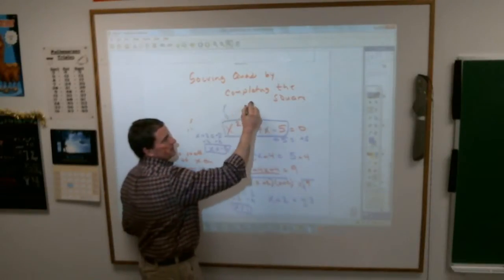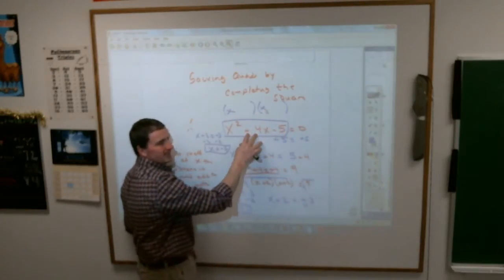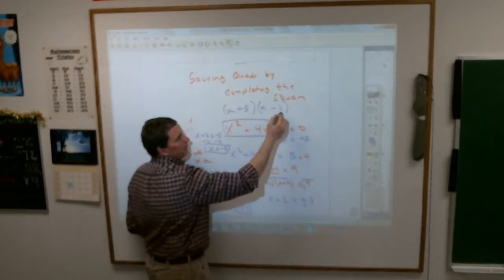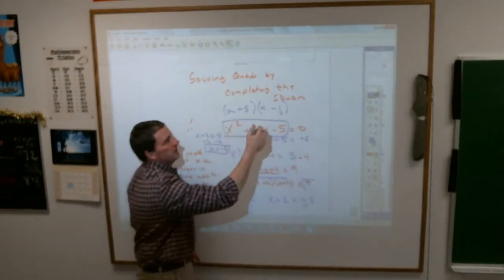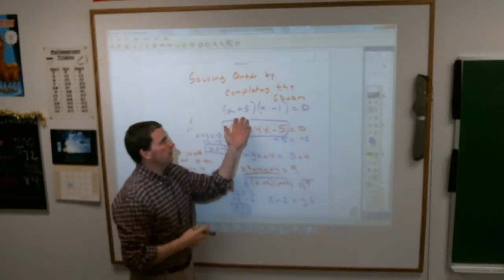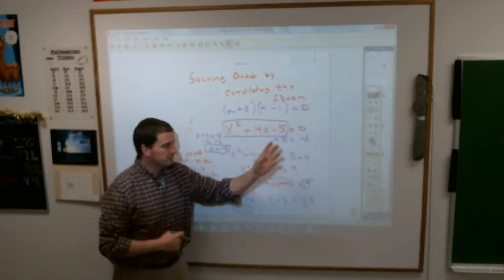This one factors nicely into what? What times what gives you a -5 and together gives +4? It gives a +5 and a -1. And that equals 0. We did this before. When will this be 0? When x is -5. When will this be 0? 1. We could have just done that.